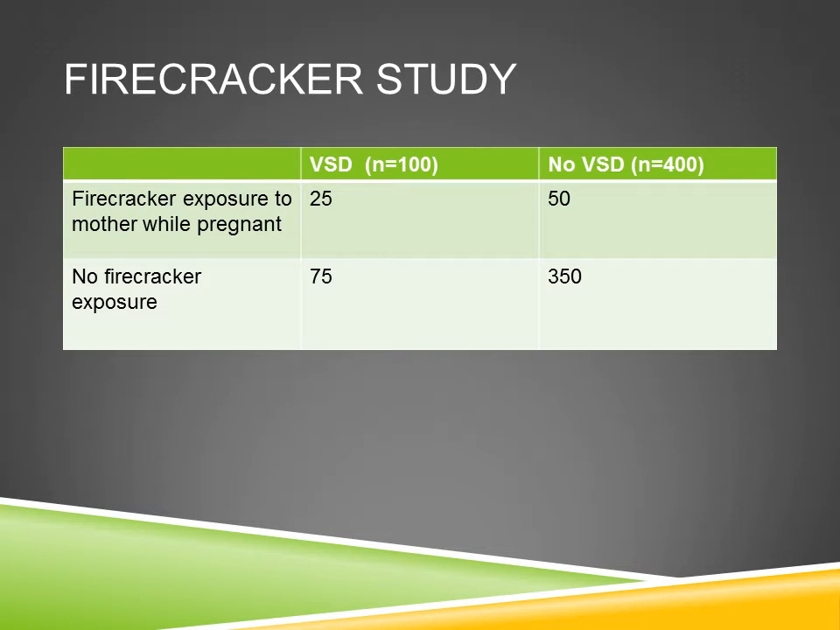So here are the numbers on your firecracker study. On the top is the outcome, on the left is the exposure. That's the typical way to have it. So you can see that there are 100 kids with VSD and 400 with no VSD. And of those, the numbers are, as you see, those exposed to firecrackers and those not exposed.